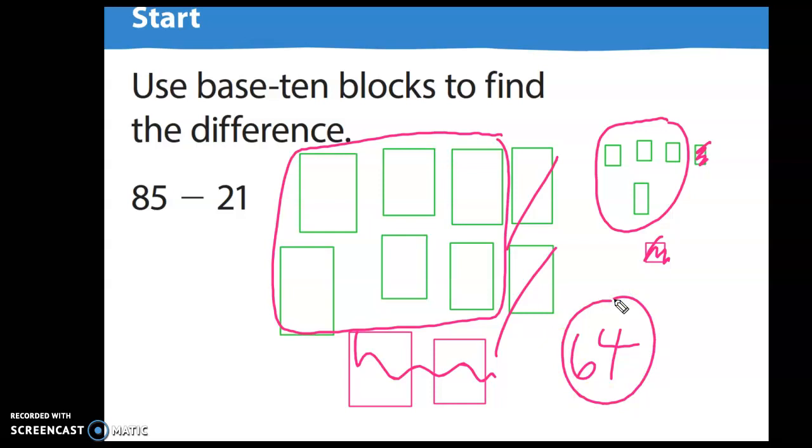If I want to check my answer, I can do something like this. 85 minus 21. 5 minus 1 is? 4. 8 minus 2? 6. So yes, that would be correct.